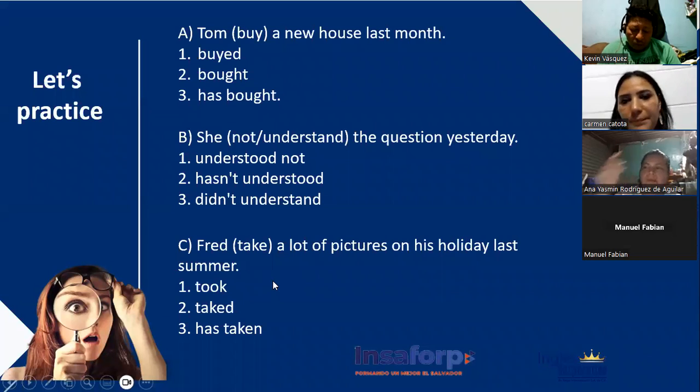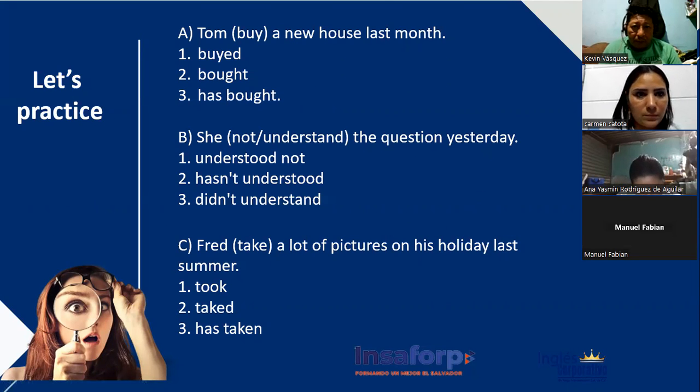Okay, this is just an exercise. Let's practice. What is the right answer here? 1, 2, or 3. Just tell me the number. In number one, we have Tom, a new house last month. What is the simple past of the verb buy? Is it buy, bought, or has bought? What do you think it is? 1, 2, or 3?